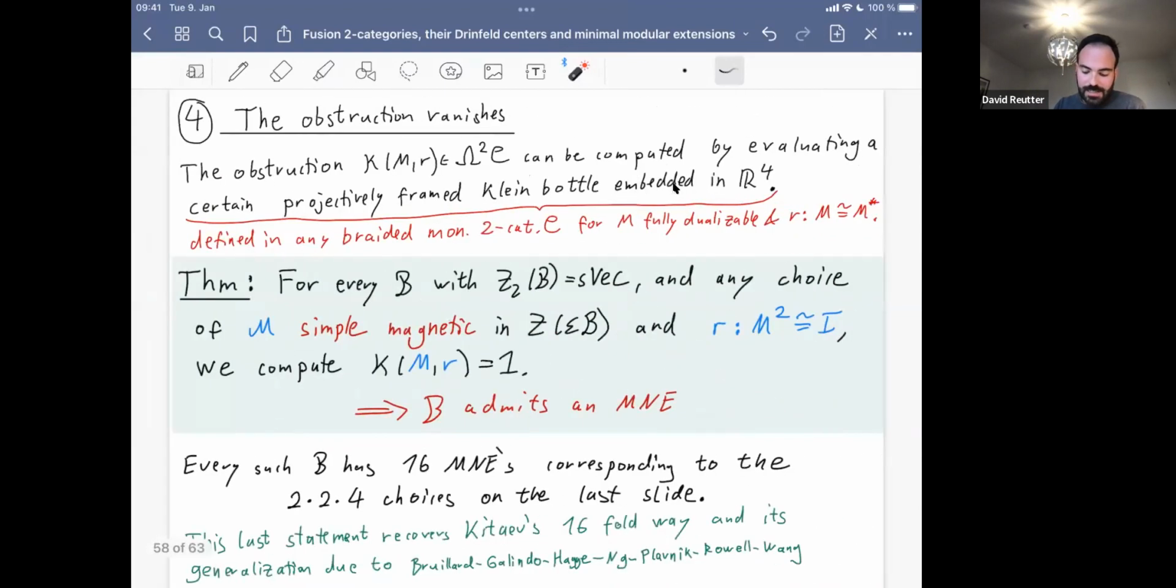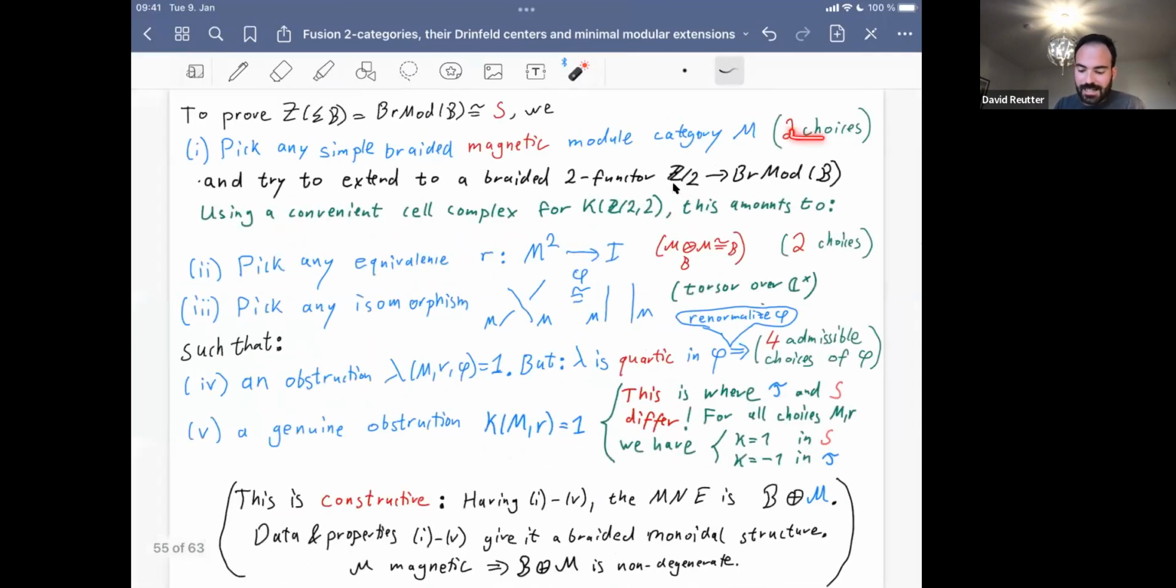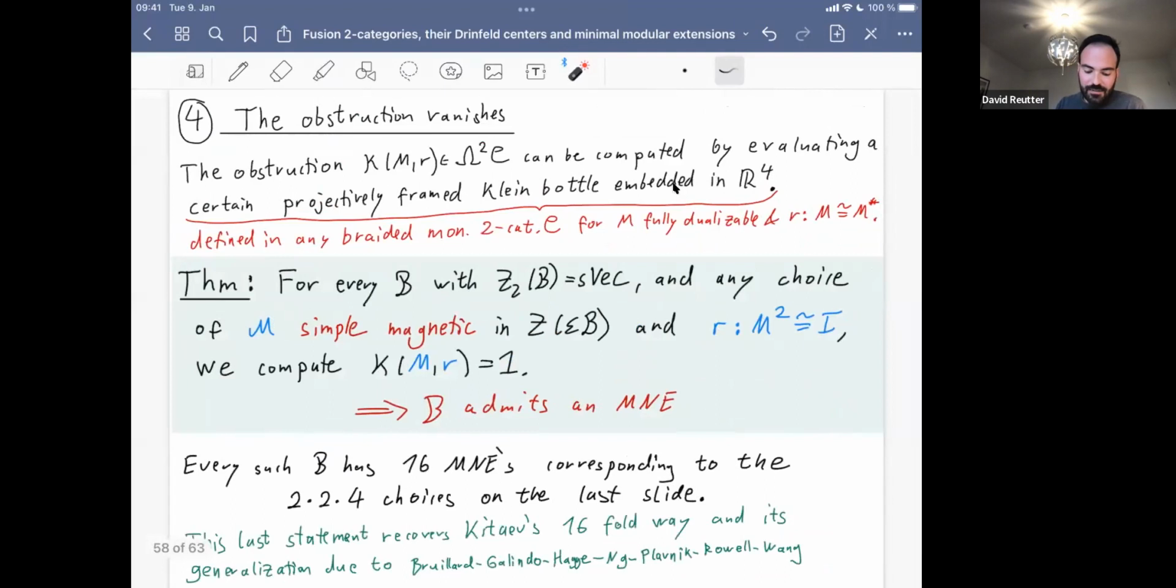And on the last slide, I stressed the number of choices I had. Here I had two choices, here I had two choices, here I had four choices. Because this nicely recovers the 16-fold way. The 2 × 2 × 4 choices we've seen in the last slide correspond to the 16 different minimum non-degenerate extensions I could have made. There are 16 different choices I had to make, and all of them lead to a minimum non-degenerate extension. They are all inequivalent, and that recovers this 16-fold way in its generalization, by these authors that I previously didn't name, and now I'm naming them. This is Priyaga, Lindo, Hagen, Blavnik, Raoul, and Van.